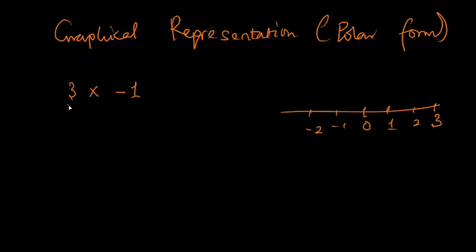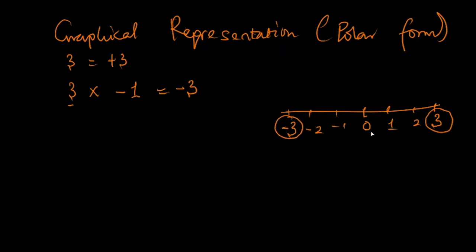These are two real numbers. 3 is a real number, which is equal to plus 3. And if we multiply 3 by minus 1, we get minus 3, which is a real number, but it's negative. So this is where 3 is going to be located on our Cartesian plane. 3 will be here. And what about minus 3? Minus 3 is going to be here on the other side. This is what we know.